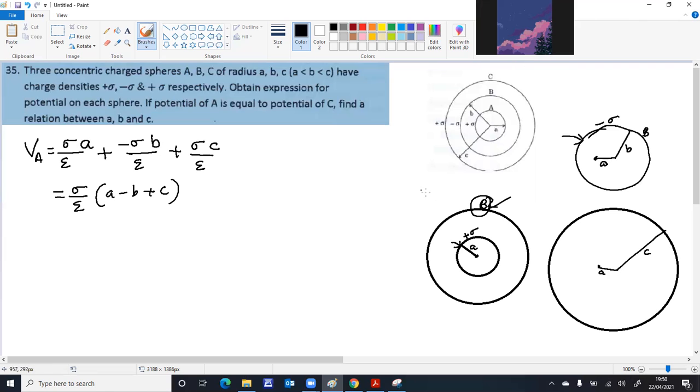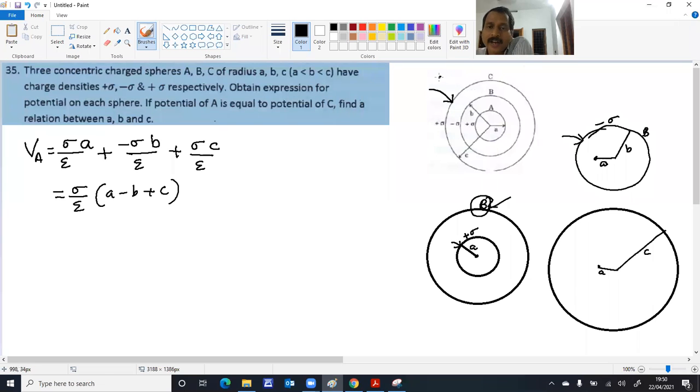For example, B is inside C, only B is inside C. B has, for example, sigma density, minus sigma density. But if we're taking potential on B, won't it be the same as potential on C because it's inside C? That is only due to C, right? But B has its own charge, right? But it's inside, so how will it happen?